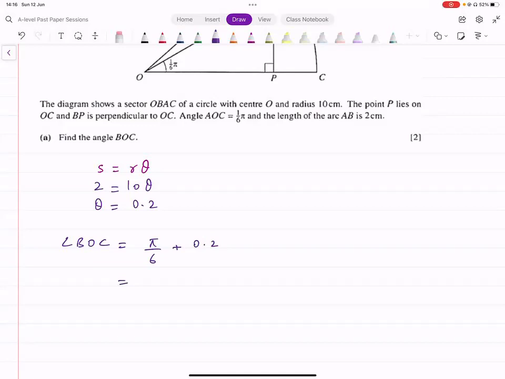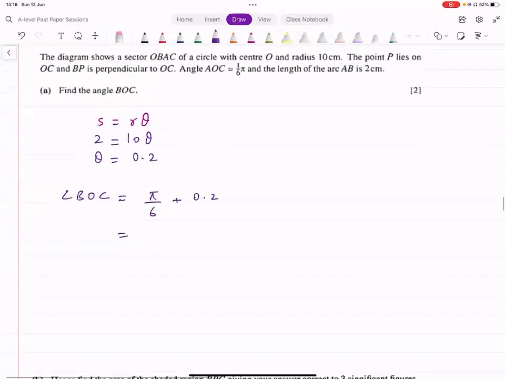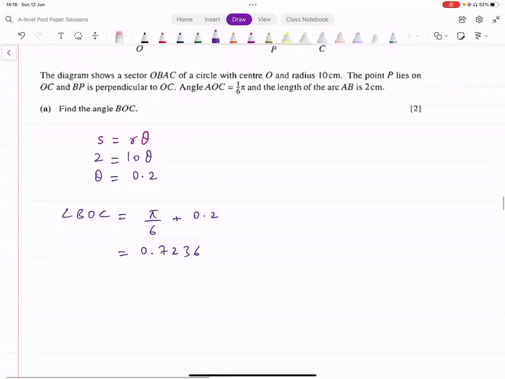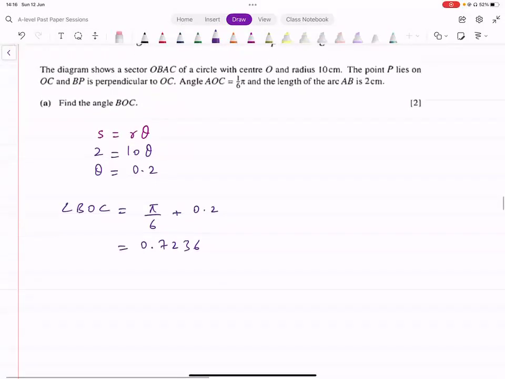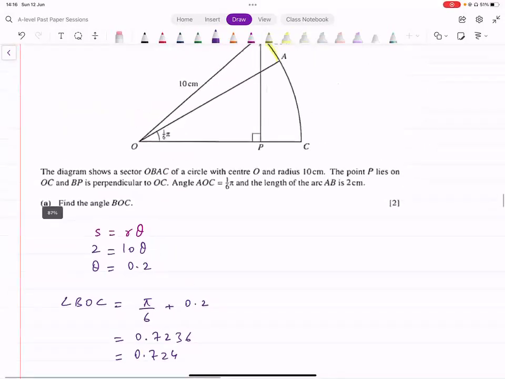So pi divided by 2 plus 0.2, and that is giving me 1.7. No, I did pi over 2 here. It should be pi over 6. Yeah, so that's giving me 0.7236. You can leave it like this if you want, because there's no instruction in the question itself, or if you want, you can round it off to 0.724. That's the angle that you were looking for.